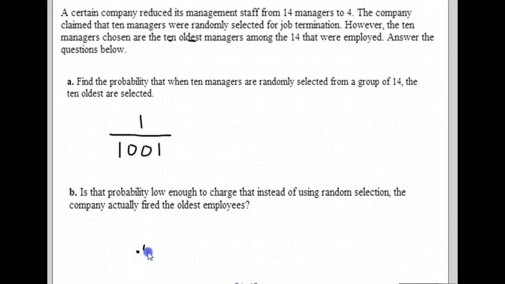So 0.000 and then 999. And remember, we're using 0.05 as the probability for being rare. So this is extremely rare under the assumption that this was a random selection. So because it was a random selection, this is very unusual.